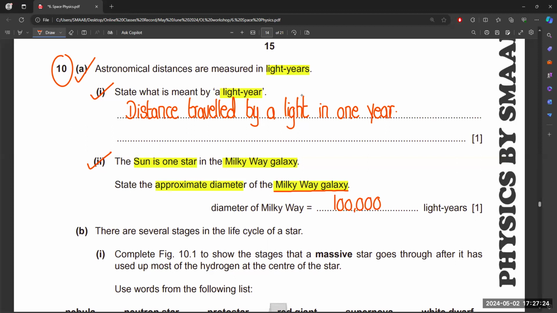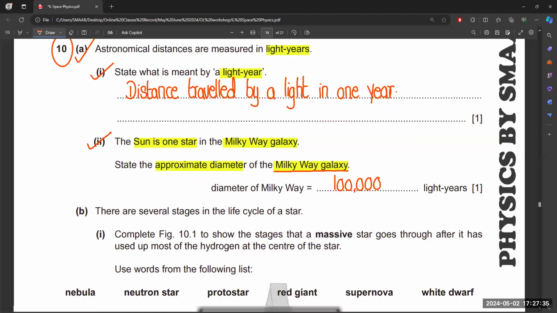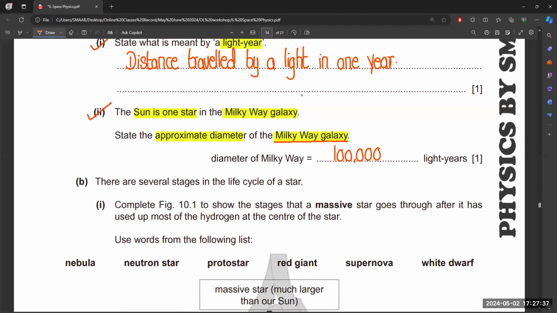So we can see that this is the diameter of our galaxy. It will take 100,000 years for light to travel from the center to the corner or the edge of that galaxy.